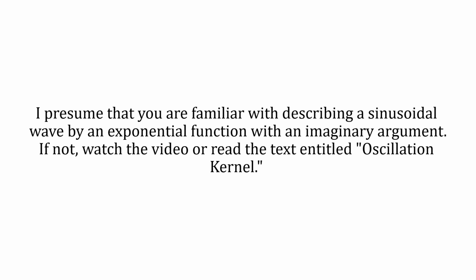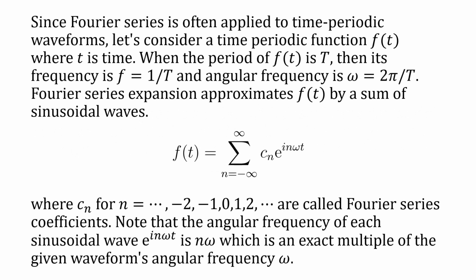I presume that you are familiar with describing a sinusoidal wave by an exponential function with an imaginary argument. If not, watch the video or read a text entitled Oscillation Kernel. Since Fourier series is often applied to time-periodic waveforms, let's consider a time-periodic function f of t where t is time. When the period of f of t is large T, then its frequency is f equals 1 over large T and angular frequency is omega equals 2 pi over large T.